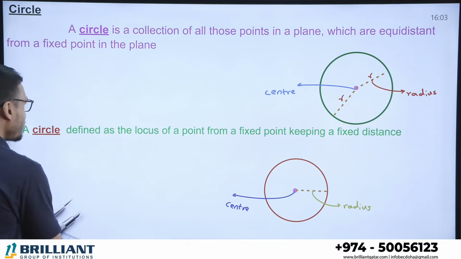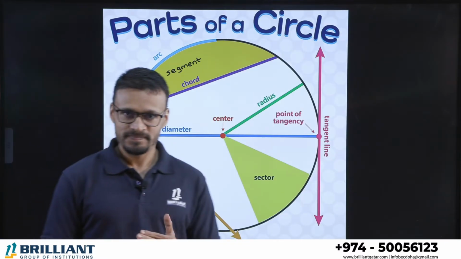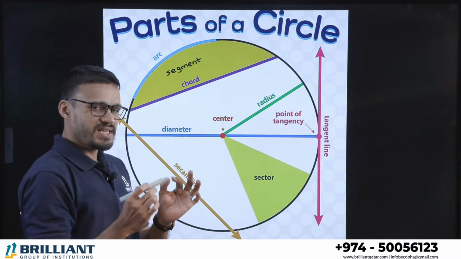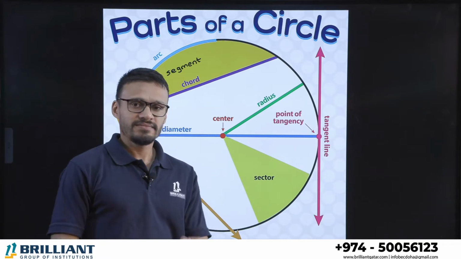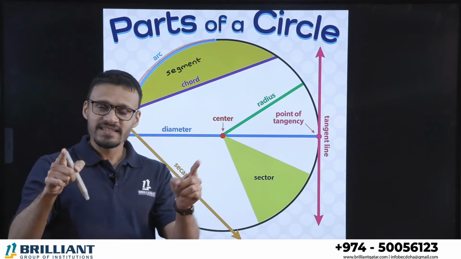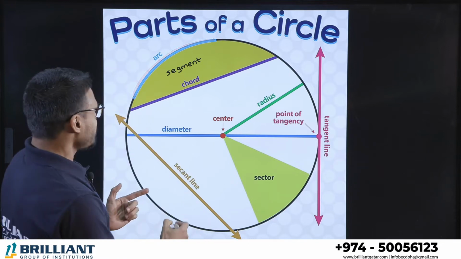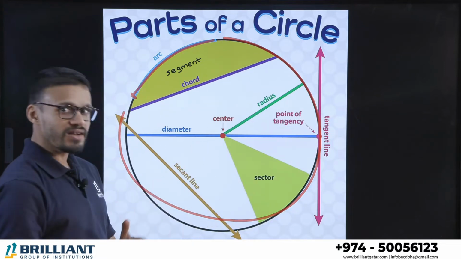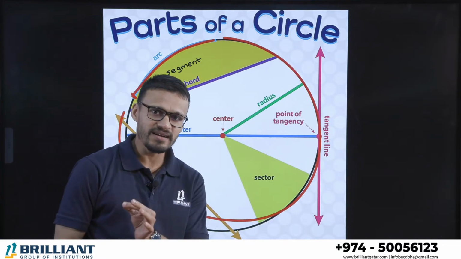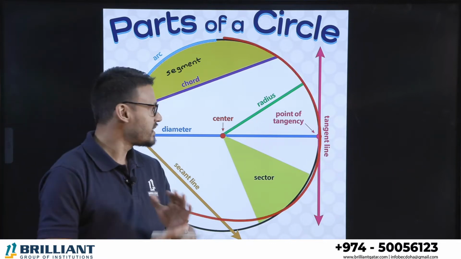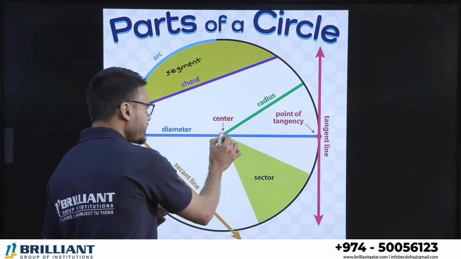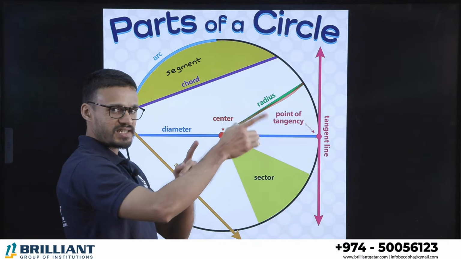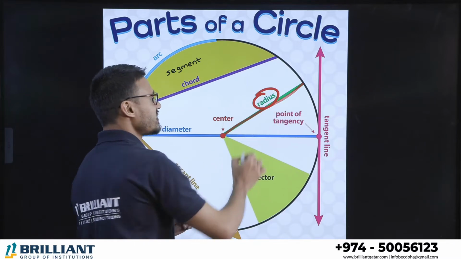Now, let us learn the parts of the circle. These are the major parts of a circle. What are the major parts of the circle? This circle, if you are cutting, we will get two portions, right? That is an arc of the circle. If this is a small arc and the remaining is the big one, that is also an arc. The small one is known as minor arc, the big one is known as major arc. Now, if this is the center of the circle, the distance from the center to any point on the circle is known as the radius of the circle.